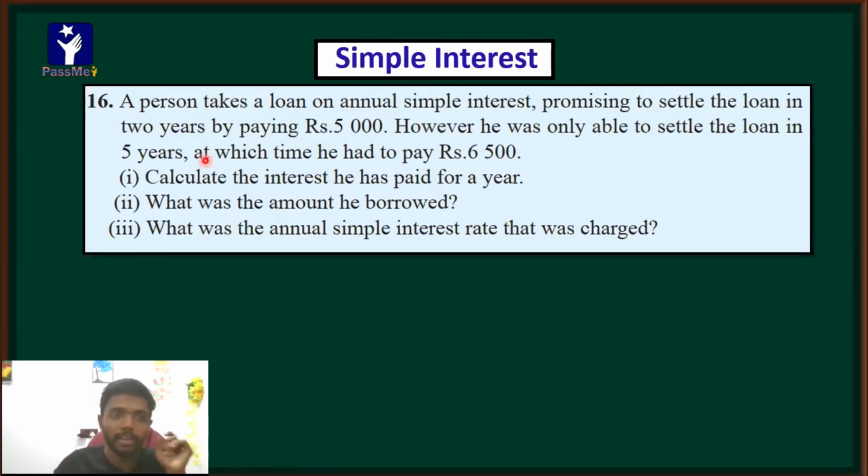The question says a person takes a loan at an annual simple interest rate, promising to settle the loan in 2 years by paying 5,000. However, he was only able to settle the loan in 5 years, at which time he had to pay 6,500. Right? That is a real situation actually.